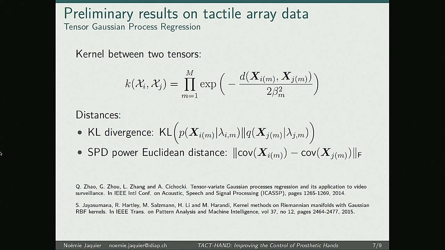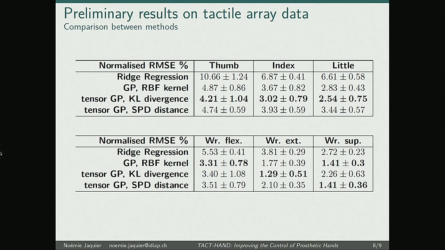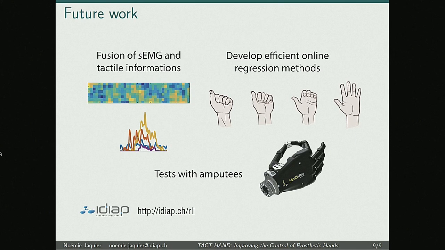X_M is the matricization of the tensor X, and we use 2 different distances, Kullback-Leibler divergence and symmetric positive definite Euclidean distance. We compared our method with the classical ridge regression and the Gaussian process with the classical RBF kernel, and what we can see in the results is that the tensor Gaussian process with the Kullback-Leibler divergence gives most of the time the best results for the movements. So we can conclude that the structure of the data is useful.